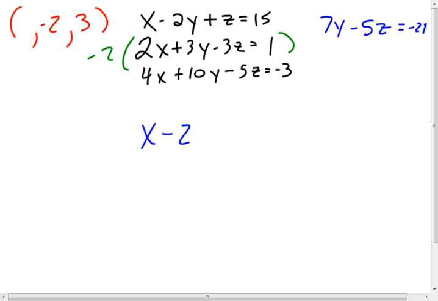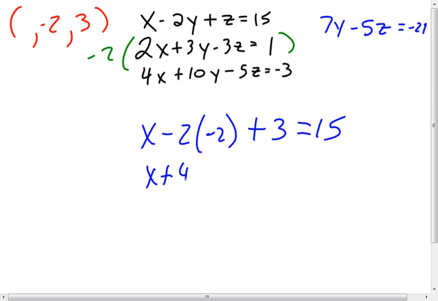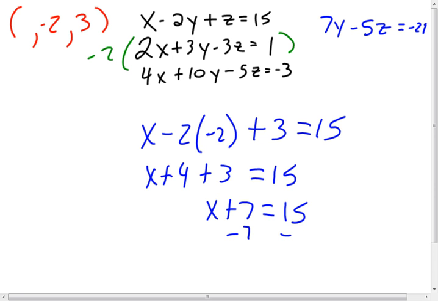X minus 2 times our y, which is negative 2, plus z, which is 3, is equal to 15. Simplifying this, x plus 4 plus 3 is equal to 15. Combining the 4 and 3, x plus 7 is equal to 15. Subtracting 7 from both sides, x equals 8. So our final answer for this is 8, negative 2, and 3. What does that mean? That means that's the only number I can plug into all three equations and get a true statement.